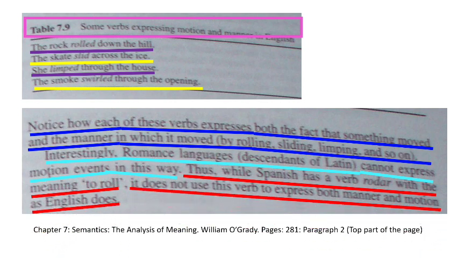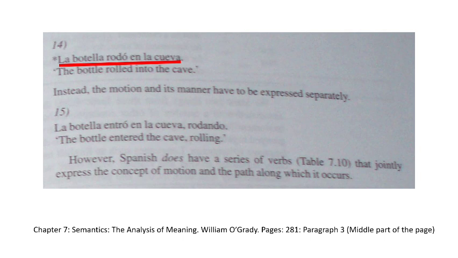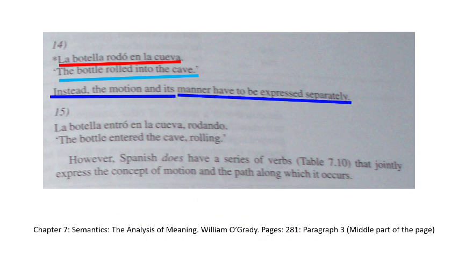Thus, while Spanish has a verb rodar with the meaning to roll, it does not use this verb to express both manner and motion as English does. Sentence 14. La botella rodó en la cueva, meaning the bottle rolled into the cave. Instead, the motion and its manner have to be expressed separately.